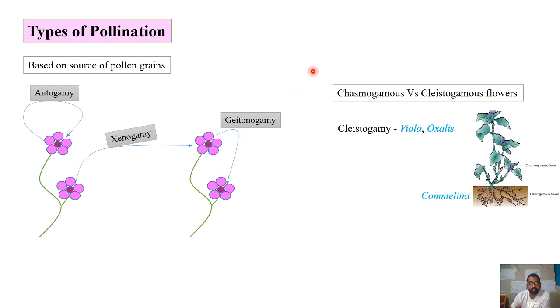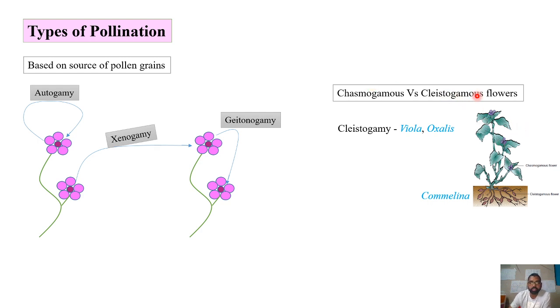Next, in plants, there are two different types of flowers. The flowers which we normally see in the majority of cases are chasmogamous flowers. Here, chasmo means open, whereas gamous means marriage, or the fusion, or fertilization, you can say. So chasmogamous flowers means the open flowers. The flowers are always open.